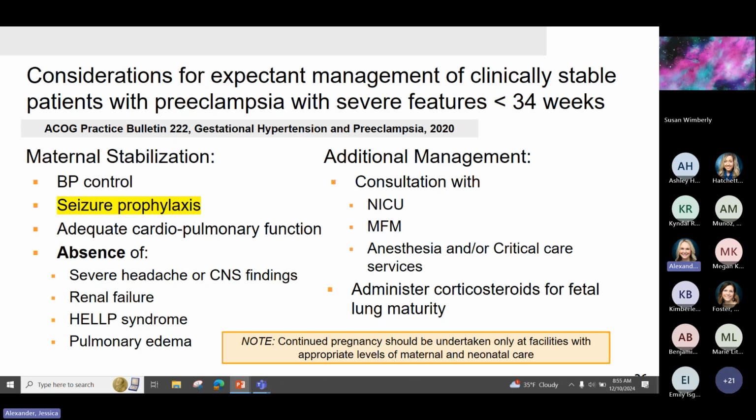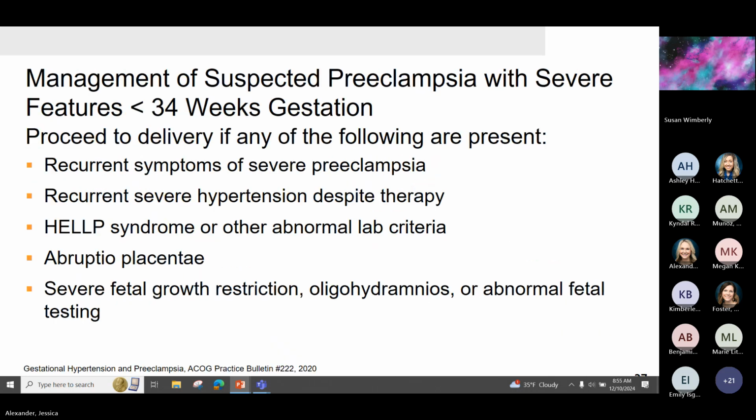Additional management: consultation with ICU, MFM, anesthesia, critical care, and again, administration of corticosteroids for fetal lung maturity. Management of suspected severe preeclampsia or severe features: proceed with delivery if any of the following are present: recurrent symptoms of severe preeclampsia, recurrent severe hypertension despite therapy, HELLP syndrome, abruption, or severe growth restriction with oligohydramnios or abnormal monitoring or ultrasound Dopplers.